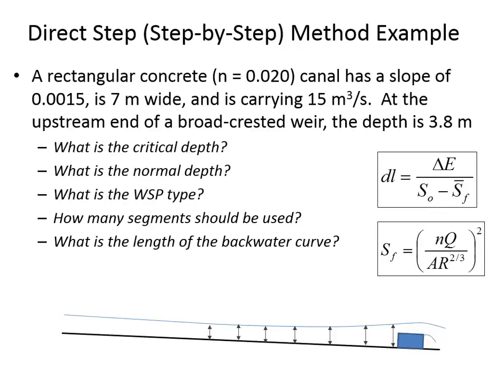So the process that we're going to go through is, let's see, we found the critical depth and we found the normal depth. How do we diagnose the water surface profile type? We've got Yc and Yn, and then we know the actual depth, the given Y, is 3.8 meters, immediately upstream of that broad-crested weir. And so what kind of a profile do we have when Y is 3.8, and that's greater than Yn, which is 1.195 meters, and that's greater than Yc, which is 0.7764 meters? M1.